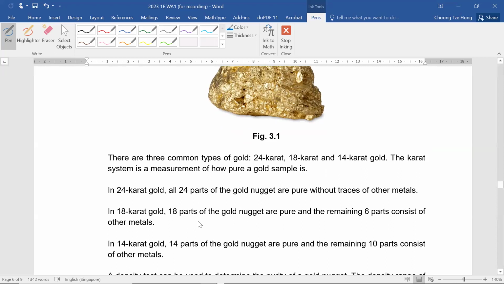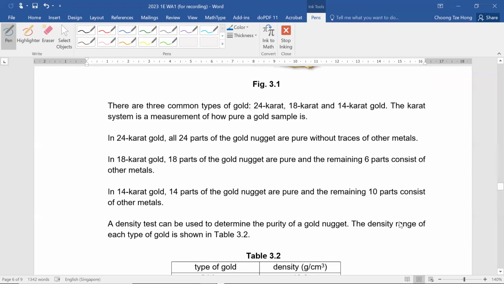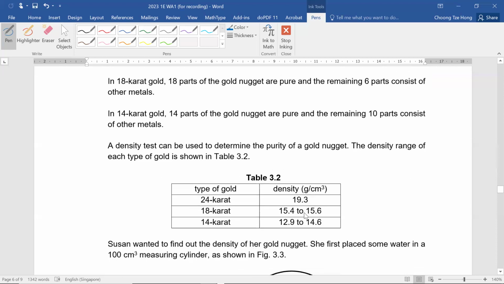In 18 karat gold, 18 parts of the gold nugget are pure. The remaining 6 parts consist of other metals. In 14 karat gold, 14 parts of the gold nugget are pure. The remaining 10 parts consist of other metals. Quite an interesting fact. A density test can be used to determine the purity of a gold nugget. The density range of each type of gold is shown. For pure gold, the density will be 19.3 grams per cm cube. For the 18 karat, 15.4 to 15.6. For the 14 karat, 12.9 to 14.6.